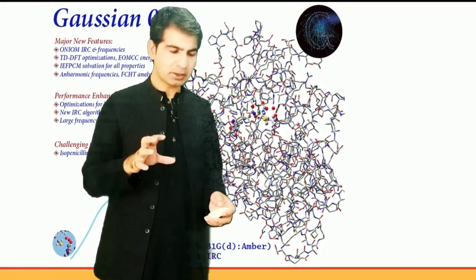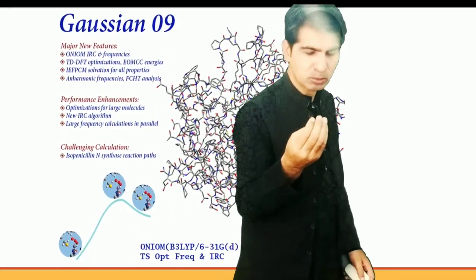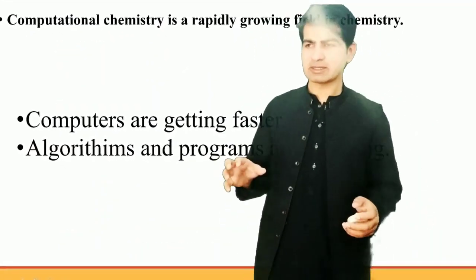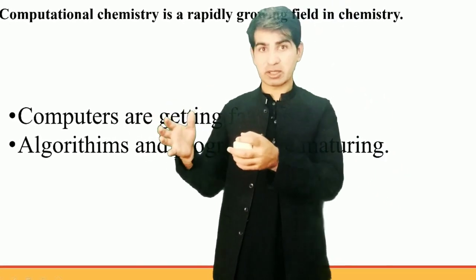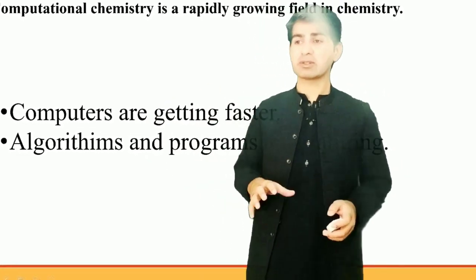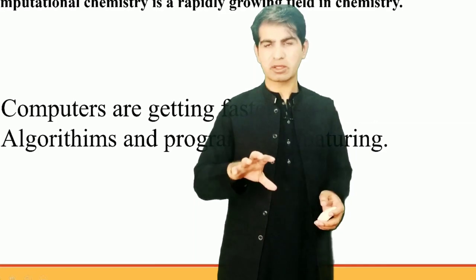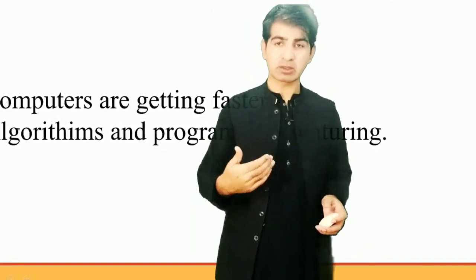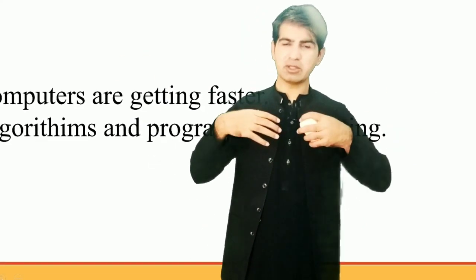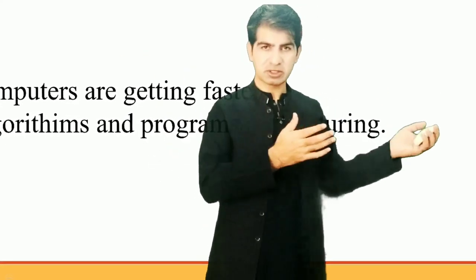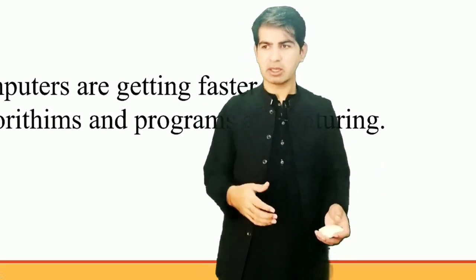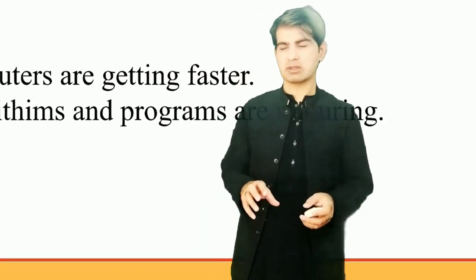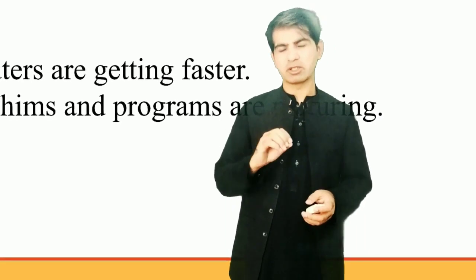This is very rapidly growing. There are two reasons. The one is computers are getting faster, and algorithms and programs are maturing. And you know that this is the need of the day. Computational chemistry is really the need of the day, because if you work experimentally in the lab, you need a lot of time. Those are very expensive in terms of time, in terms of money, and in terms of many other things as well. So therefore, for some properties, computational chemistry is very important.